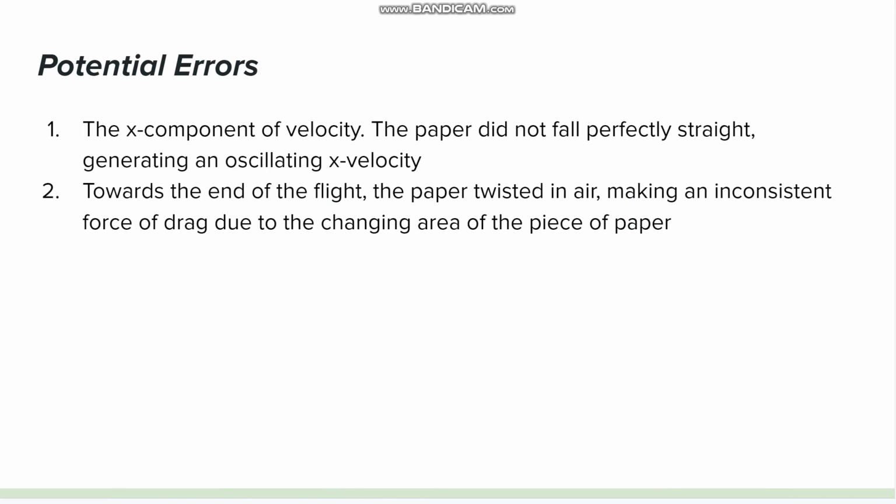So the potential errors of this experiment are: 1. The x component of velocity. The paper did not fall perfectly straight, generating an oscillating x velocity which may have contributed to slightly different values. And 2. Towards the end of the flight, the paper twisted in air, making an inconsistent force of drag due to the changing area of the piece of paper. This could have also influenced the position values.